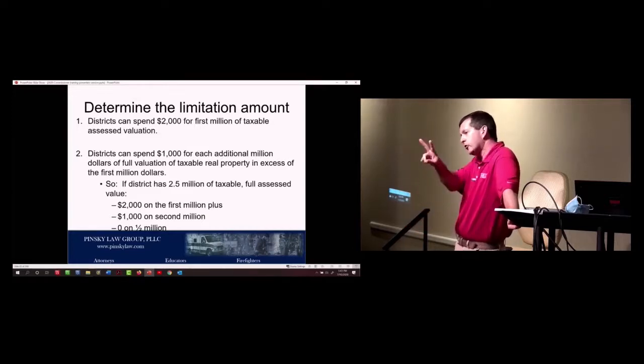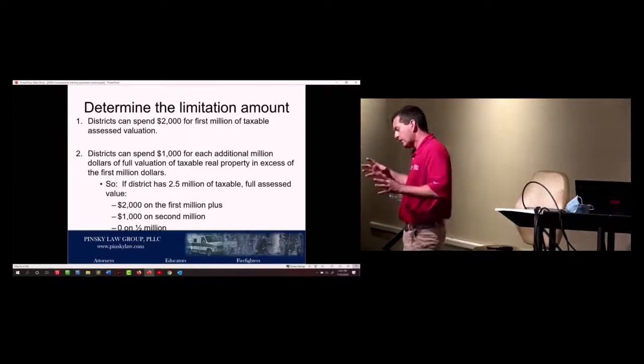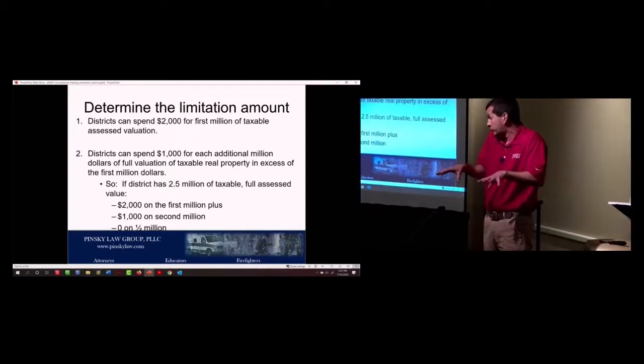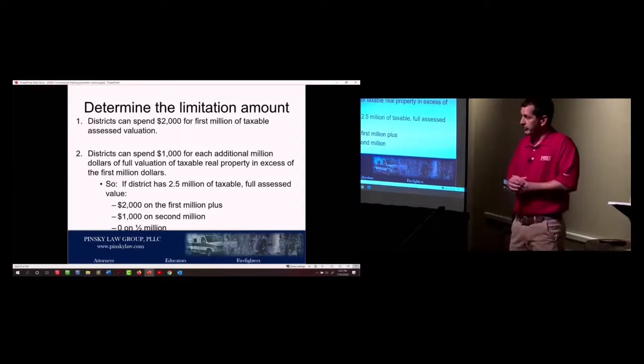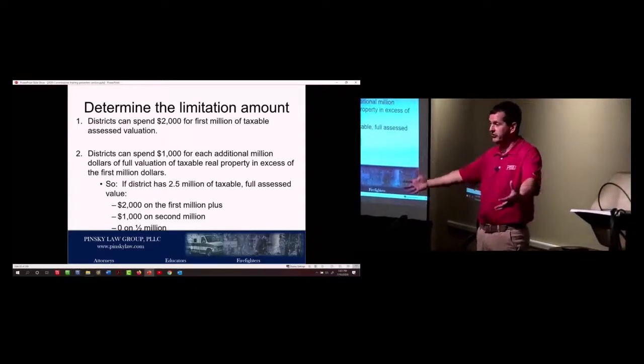Okay, now there are two houses. The taxable valuation of each is $1 million. Two houses are in your district. You have a very small chance of them burning, right? Very simple fire department. There are two houses, each with a taxable assessed value of $1 million. What is the total taxable assessed valuation of your district?